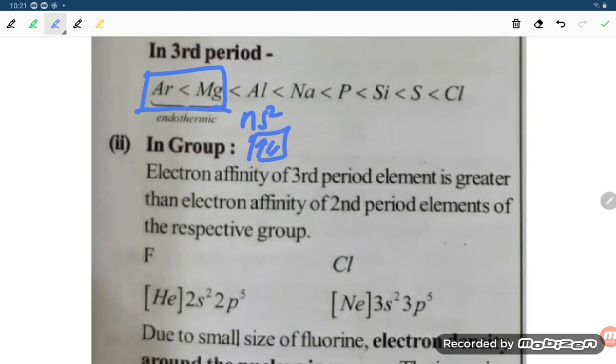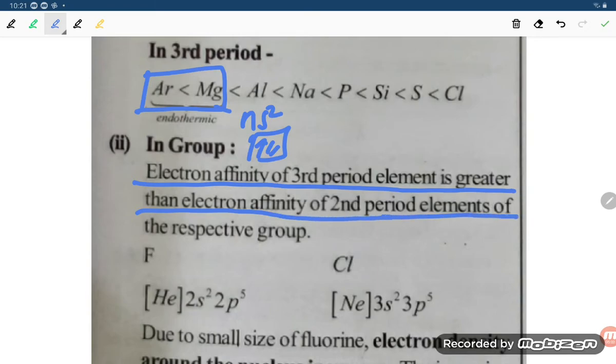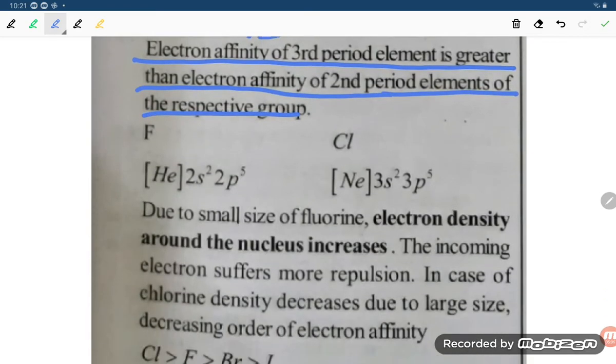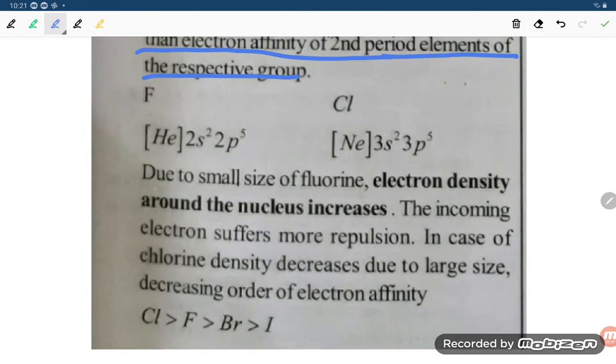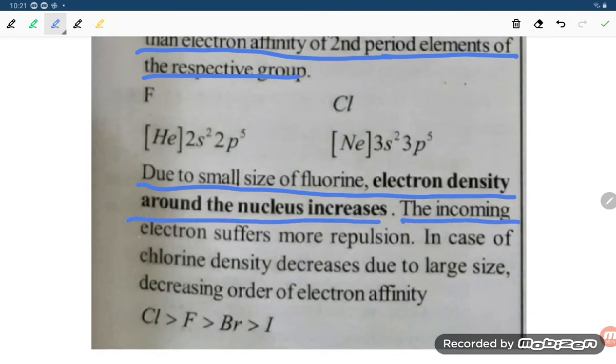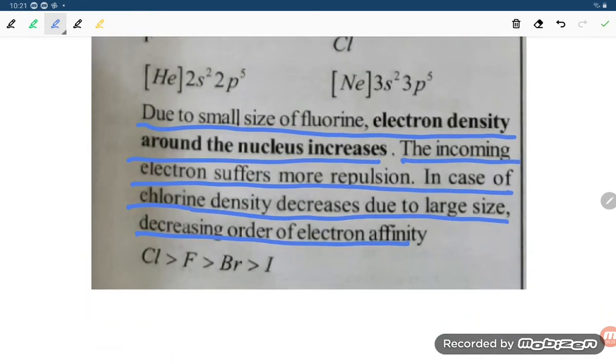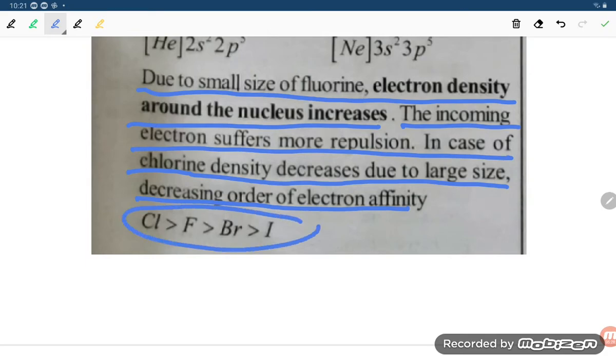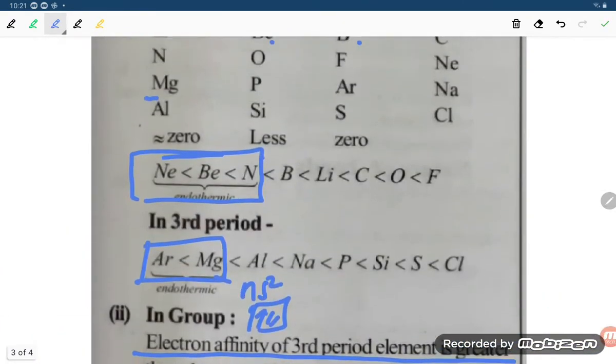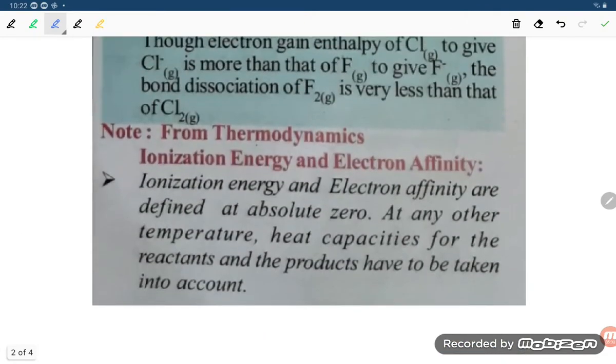In a group, the electron affinity of the third period element is greater than the electron affinity of the second period element. Fluorine and chlorine: due to the small size of fluorine, electron density around the nucleus increases, so the incoming electron suffers more repulsion. In chlorine, the density decreases due to large size. The electron affinity order is chlorine, fluorine, bromine and iodine. So fluorine is less because of small size, addition of electron is difficult.